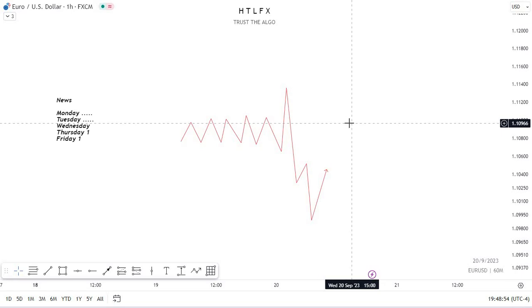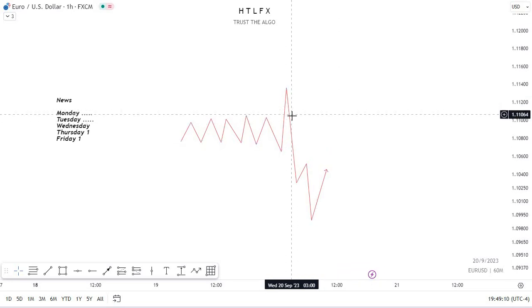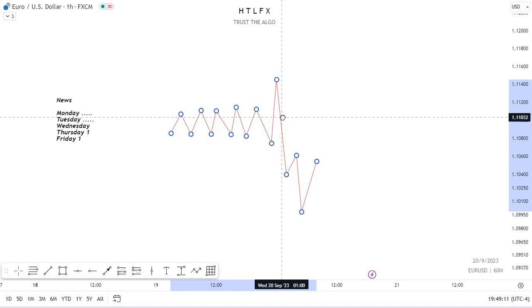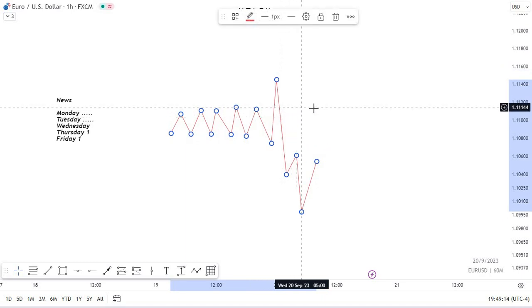Go on my Discord server, HTLFX, and go to the PDF to read. In the room you can find the profile PDF. Download that profile. We have all the profiles there, and this is one of the most famous. There are three: the classic expansion, the midweek reversal, and the consolidation reversal.